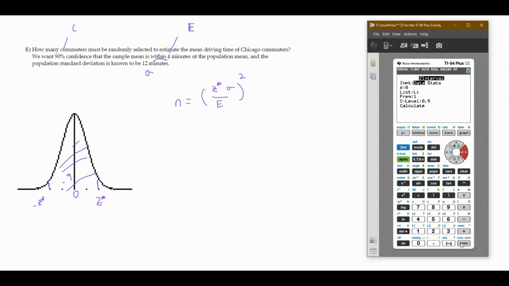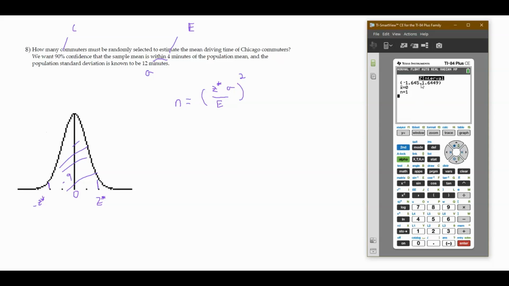And I'm going to say I have stats. Then I'm going to say that my standard deviation is 1, and that my mean is 0, and that my sample size is 1. Okay? And then I pick my confidence level, whatever it says. So this time it happened to say 0.9, and that's already in there, but whatever confidence level, put it in as a decimal, and then hit calculate.